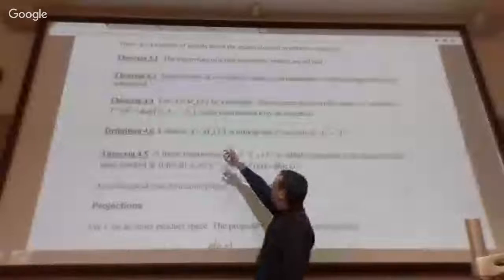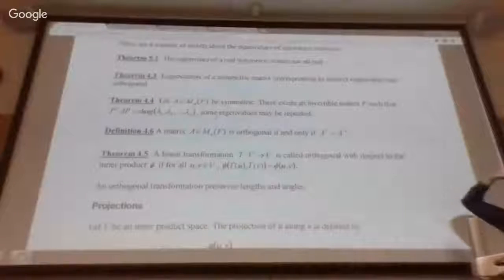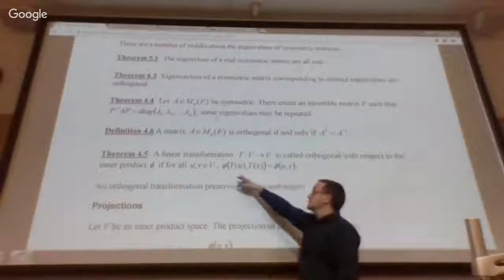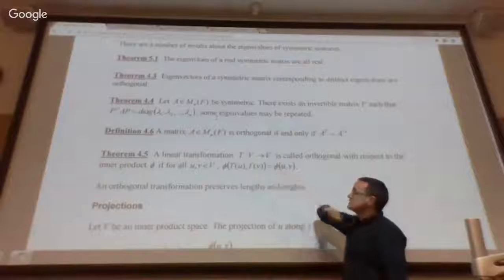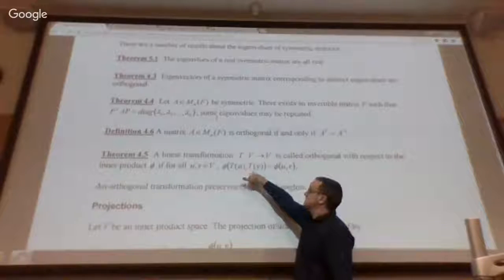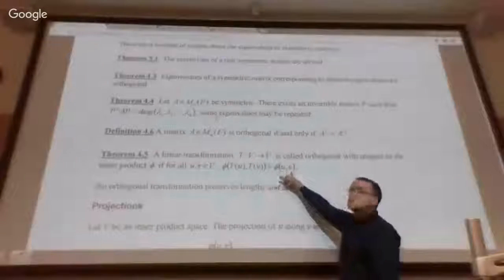So a matrix is orthogonal, but if you consider the linear transformation represented by an orthogonal matrix, it has a very special property, which is expressed here algebraically in terms of the inner product. It says if you take the inner product of T applied to U with T applied to V, it's always the same as the inner product of just U with V.